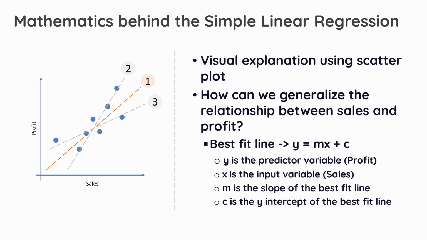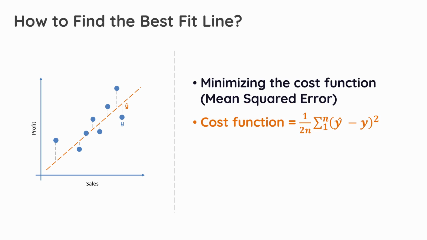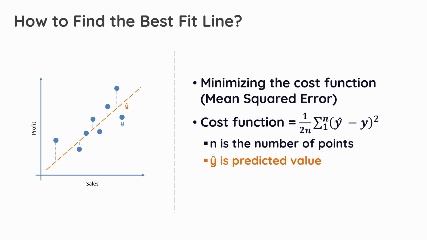Let's figure it out. We use a method called minimizing the cost function, specifically the mean squared error. This cost function is given by the equation 1/2n times the summation of the squares of the distance between the predicted value, that is y hat, and the actual value, that is y. Here n is the number of data points. Y hat is the predicted value. Y is the actual value. Our goal is to minimize this cost function so that the difference between the actual and predicted values is as small as possible. But how do we do that?